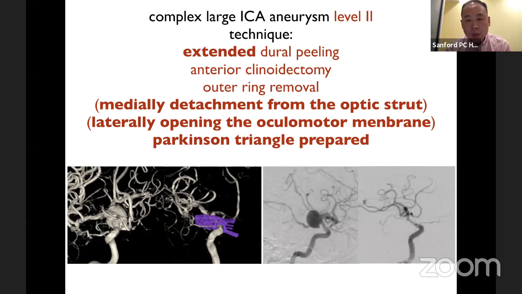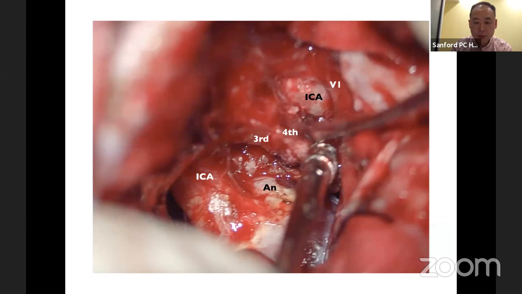And like Vicente said, sometimes if the aneurysm is large or complex, you always have to keep in mind to prepare the proximal control, like in the Parkinson triangle, because most people always ask how you do the proximal control for the paraclinoid aneurysm. If you are familiar with cavernous surgery, you know the best way to get proximal control is sometimes within the Parkinson triangle. Like this case, it's a complex aneurysm.